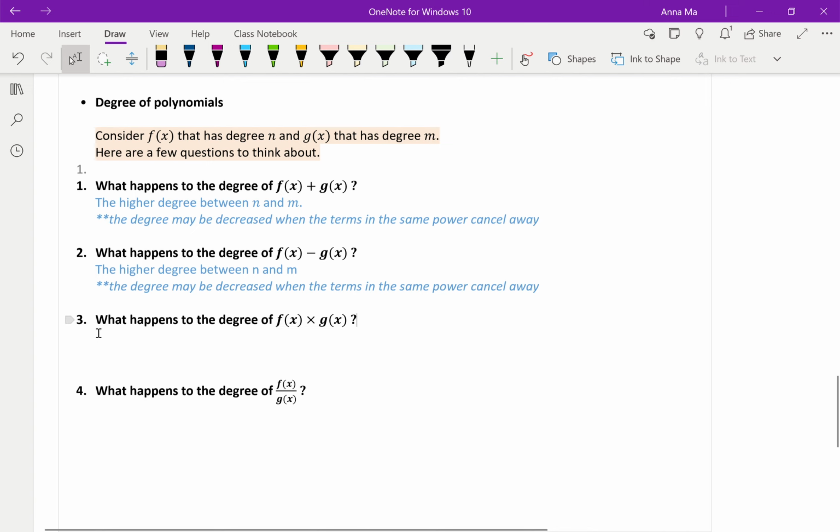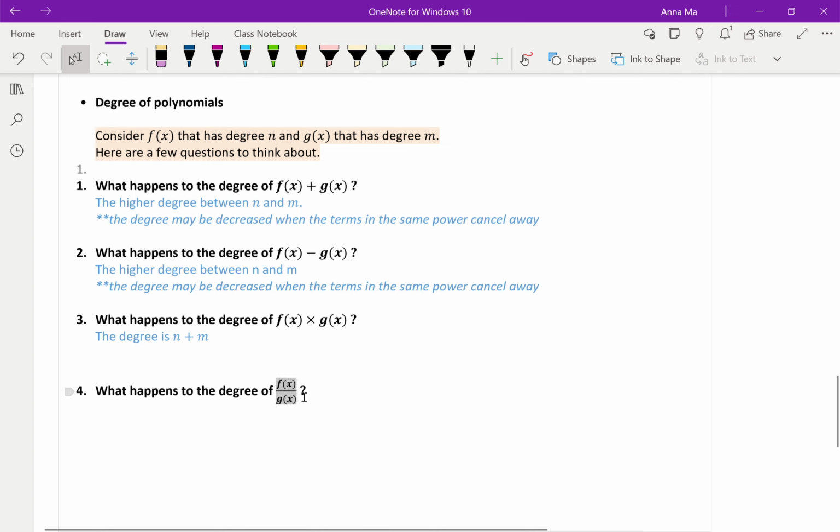If you remember index laws, then you might sort of get a hint from it, but if we multiply the two functions together, you will end up multiplying the leading term of f(x) and leading term of g(x) at one point. Hence, the degree will be n plus m. Because when you multiply the terms with the same base x, you end up adding the indices.